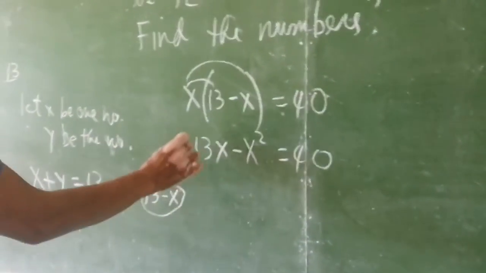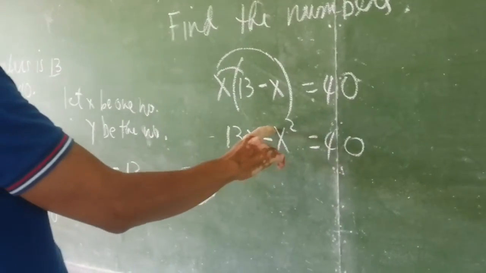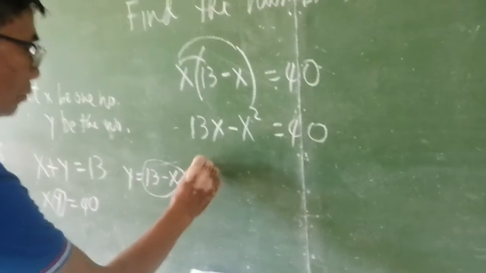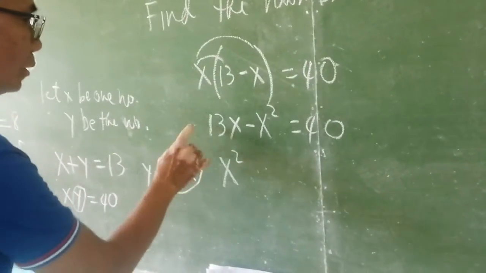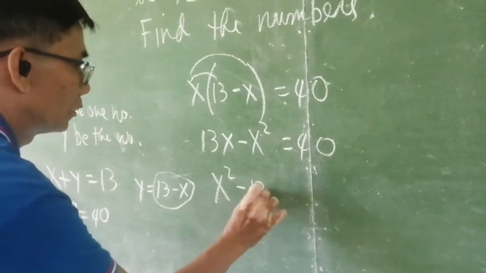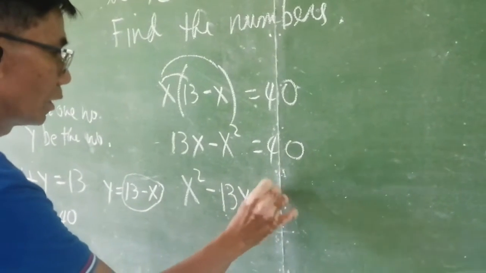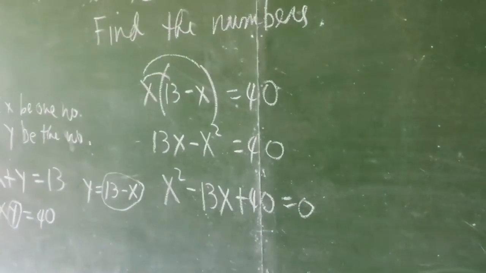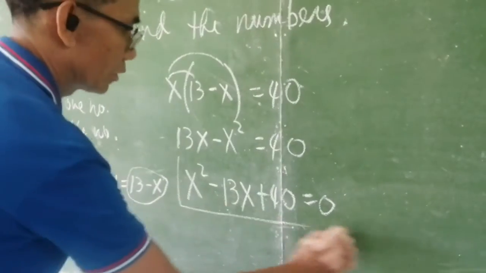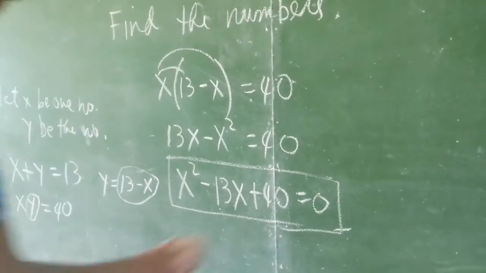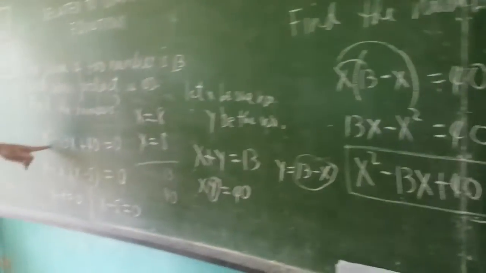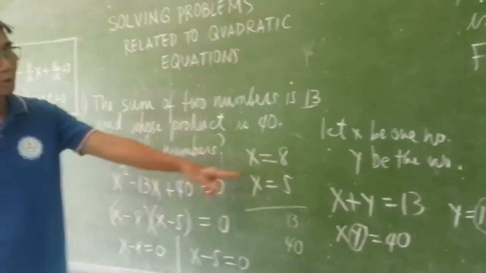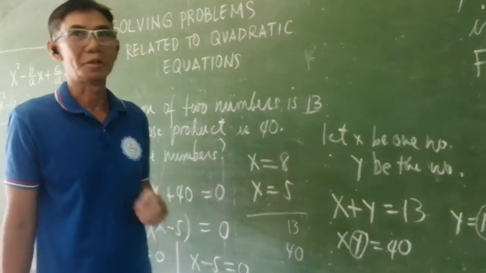So rearrange as if you are transposing that and put it on the left side. It will be like this: x squared minus 13x plus 40 equals 0. So you will notice this is the working equation, and you are going to go back here. It's just the same. So if you continue the process, you will have the same answer.